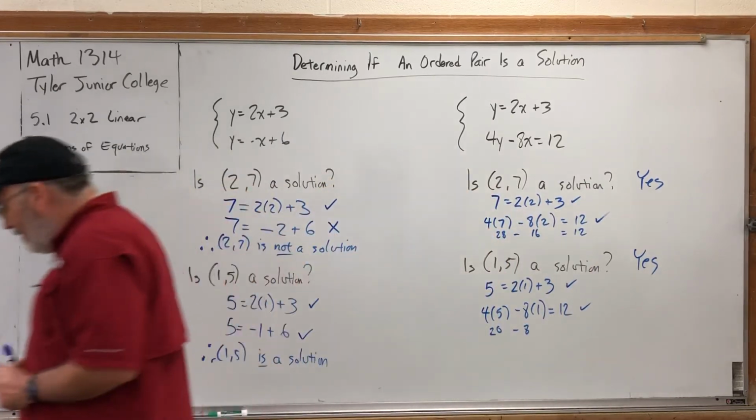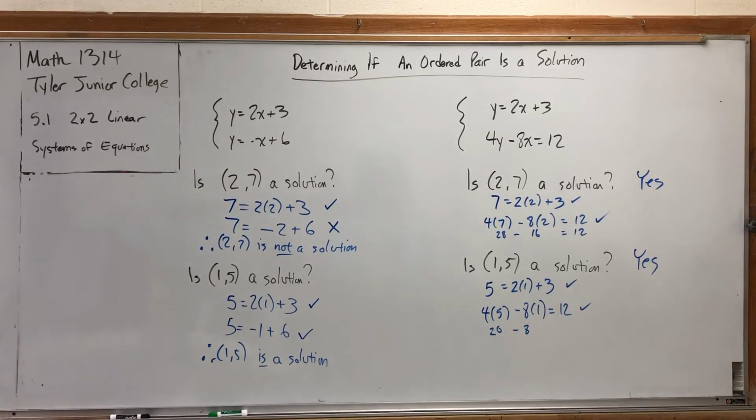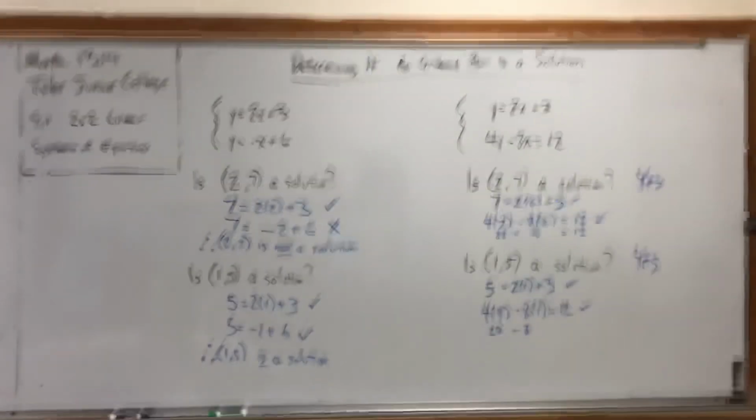So to verify if an ordered pair is a solution to a system, it boils down to just substituting the values for the correct variables. If it makes every equation in the system true, then the ordered pair is a solution to the system. Otherwise, it is not.